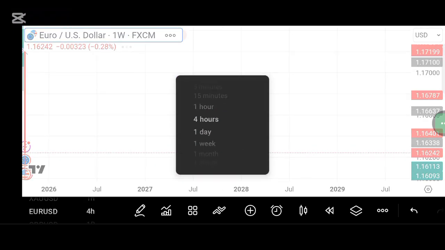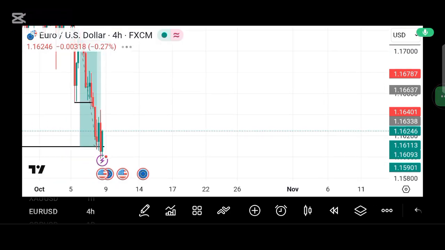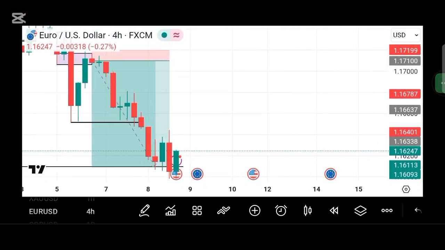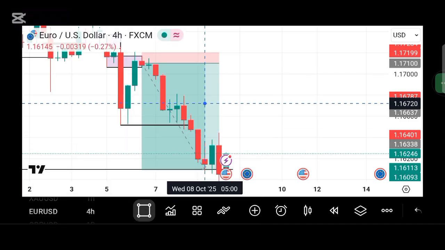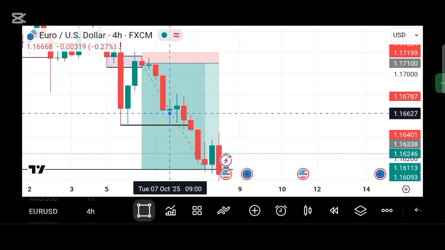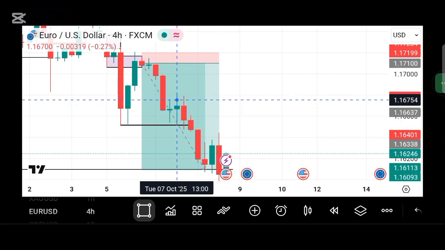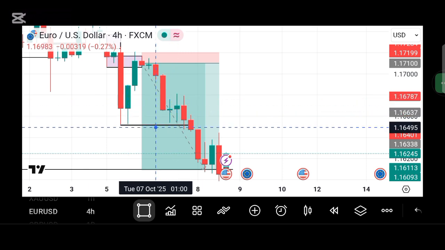On the 4 hours, what do we have there? On the 4 hours, this is what we have here. Yes, on the 4 hours, I saw this fair value gap here around this level. So this is a good fair value gap formation that price did there. So I did not want to trade Euro USD because this was my first target and price was really close to the target.